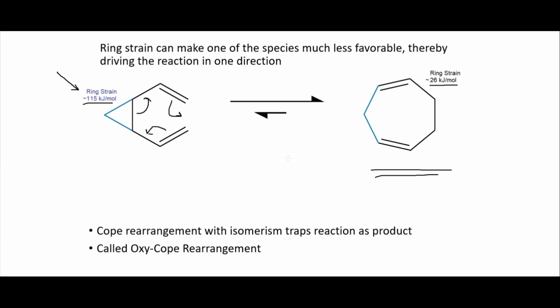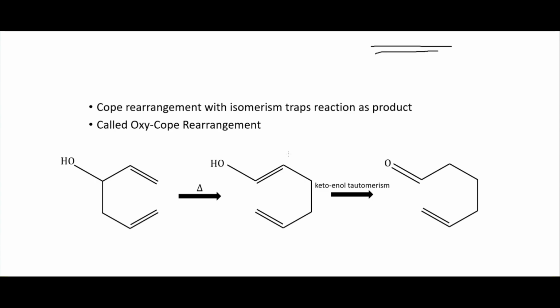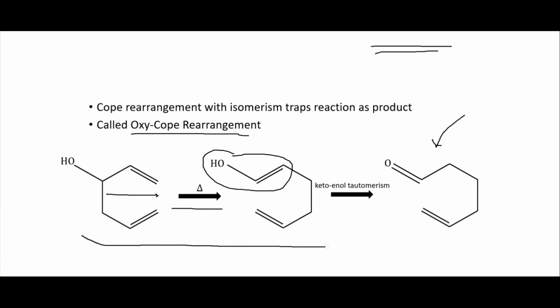We can do something similar by having an isomerization after the reaction. These are called oxy-Cope rearrangements. What we see here is we do the Cope rearrangement right here, so that's going to move this sigma bond over to there. Then we end up with this enol group right here, which can undergo keto-enol tautomerism so that we end up with this right here. This would be in an equilibrium. If this gets turned into the more stable aldehyde, then it's going to trap the products right here, and so we will end up with that being favored in the reaction.